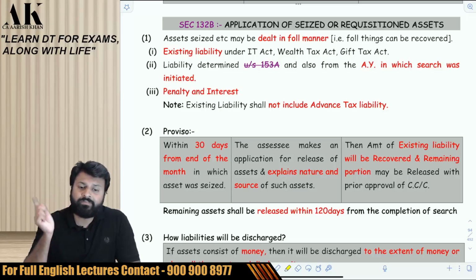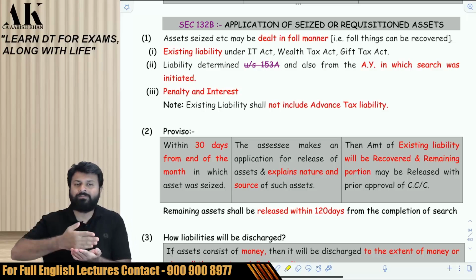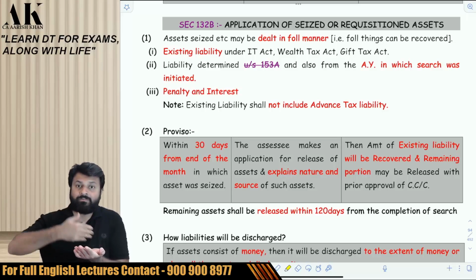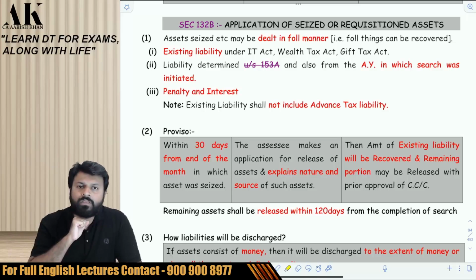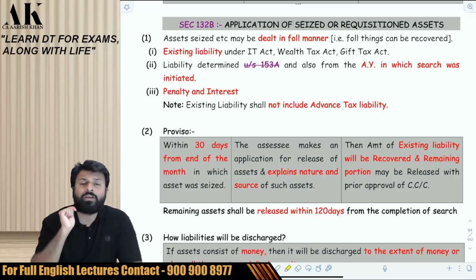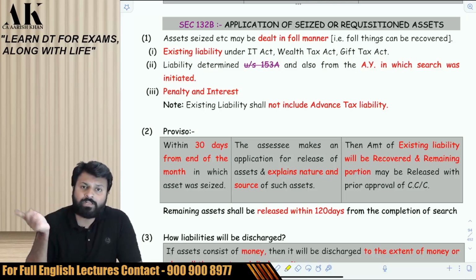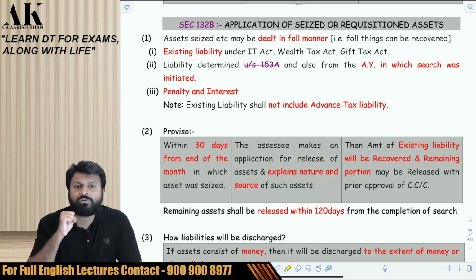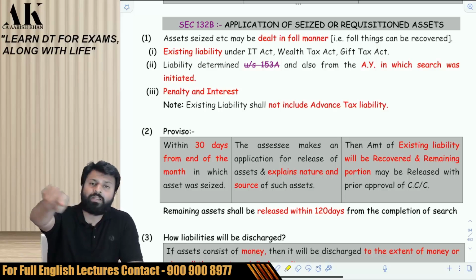Secondly, they will also recover, as I've told you, after the search and seizure is completed, there will be a search and seizure assessment with you. There will be a separate assessment going on against you. So whatever liability will come under that future assessment will also be recovered out of this particular seized asset only. That is the main reason we have seized your assets, so that we will do an assessment on you and take the liability out of it.